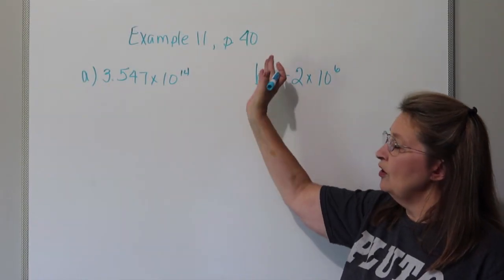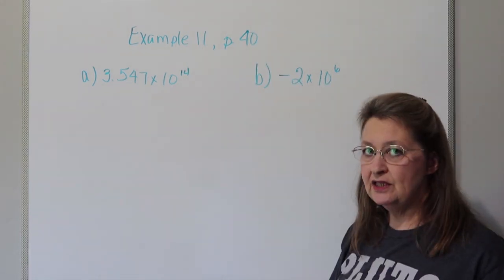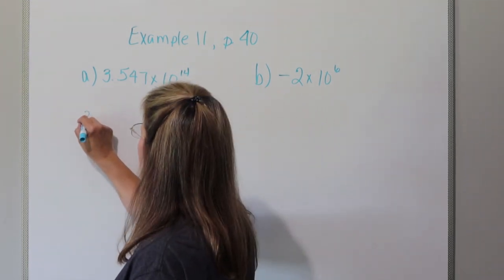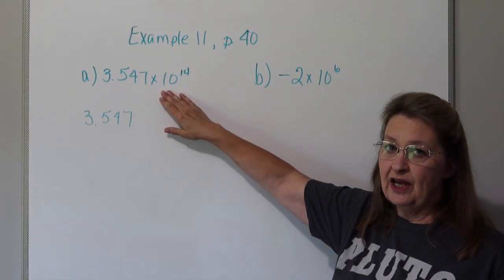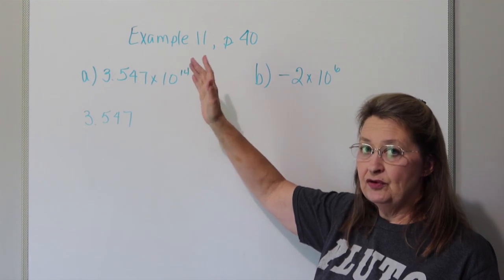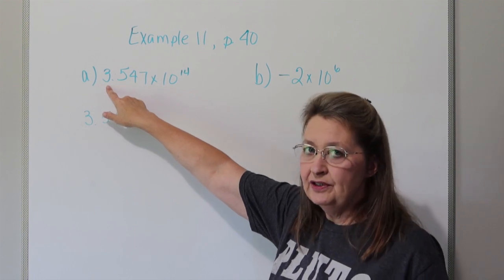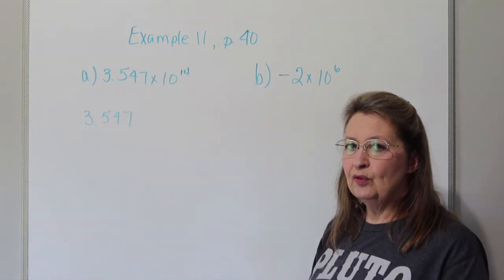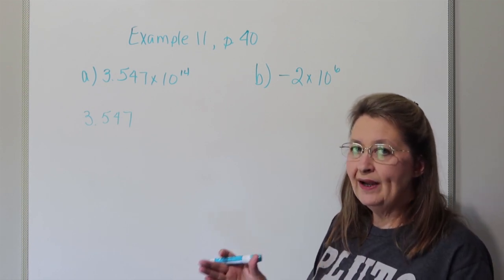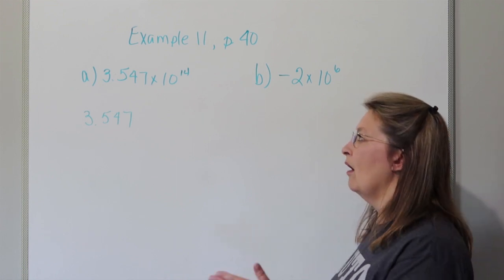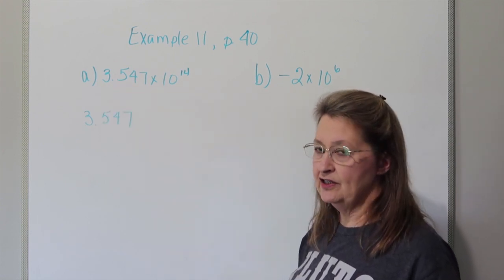Let's go through example 11 on page 40 in your textbook. Problem A is 3.547 times 10 to the 14th power. So I'm just going to recopy the 3.547 here. This is scientific notation. I know that because it's got 10 to a power. Also, how do you know where to put your decimal? Well, you always want one digit to the left of the decimal. That's what that rule about A has to be between 1 and 10. It's one digit, because it's not quite 10, but it can be anywhere from 1 all the way up. So you're only going to have one significant number to the left of your decimal.